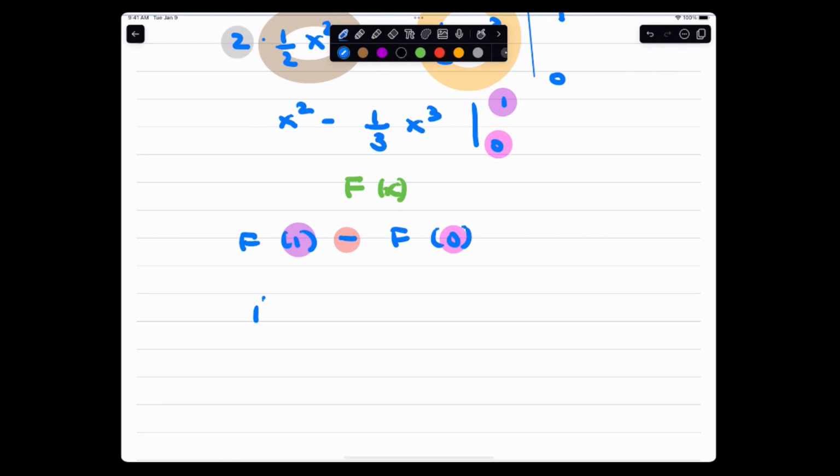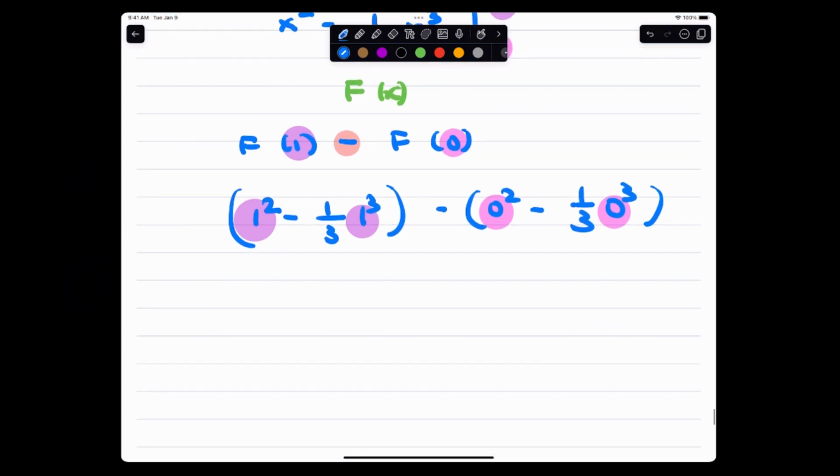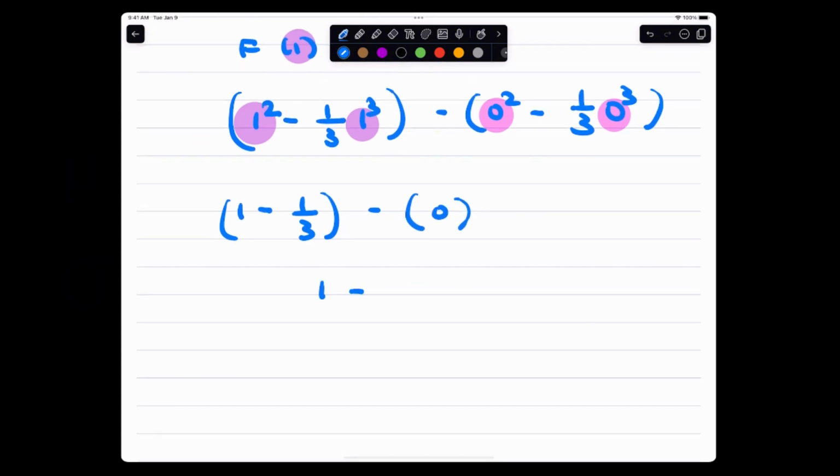So we get what? 1 squared, be careful here, minus 1/3 1 cubed. This is the big F of 1. Minus 0 squared minus 1/3 0 cubed. So let me emphasize. Here's the 1, here's the 1, here's the 0, here's the 0. And so really, I think if there's mistakes, sometimes the mistakes are in the arithmetic. So you get 1 minus 1/3, right? Minus really 0, which is 1 minus 1/3.